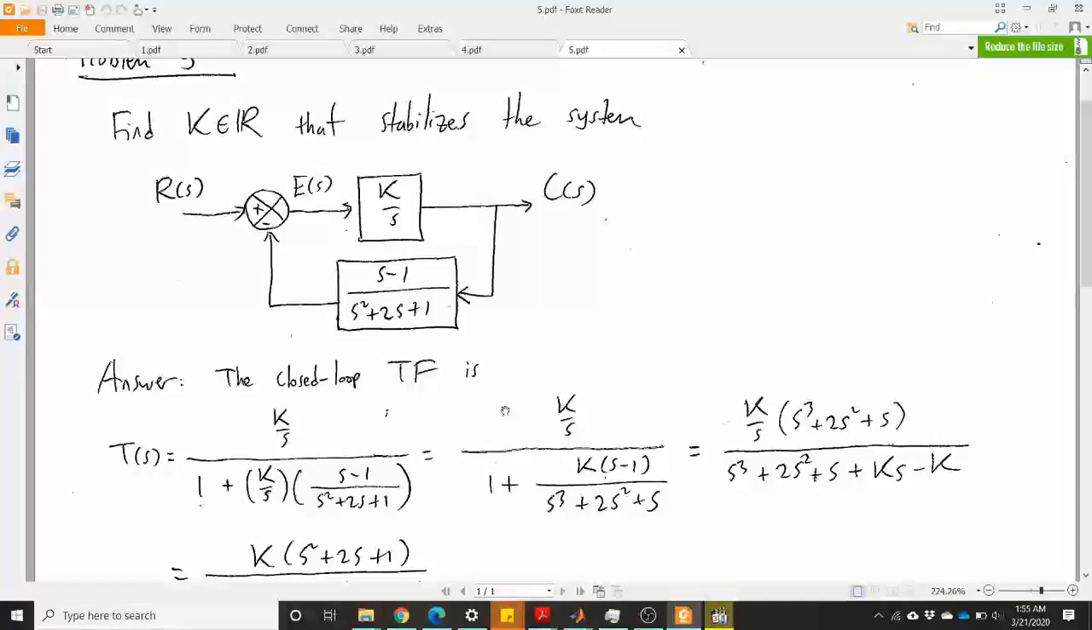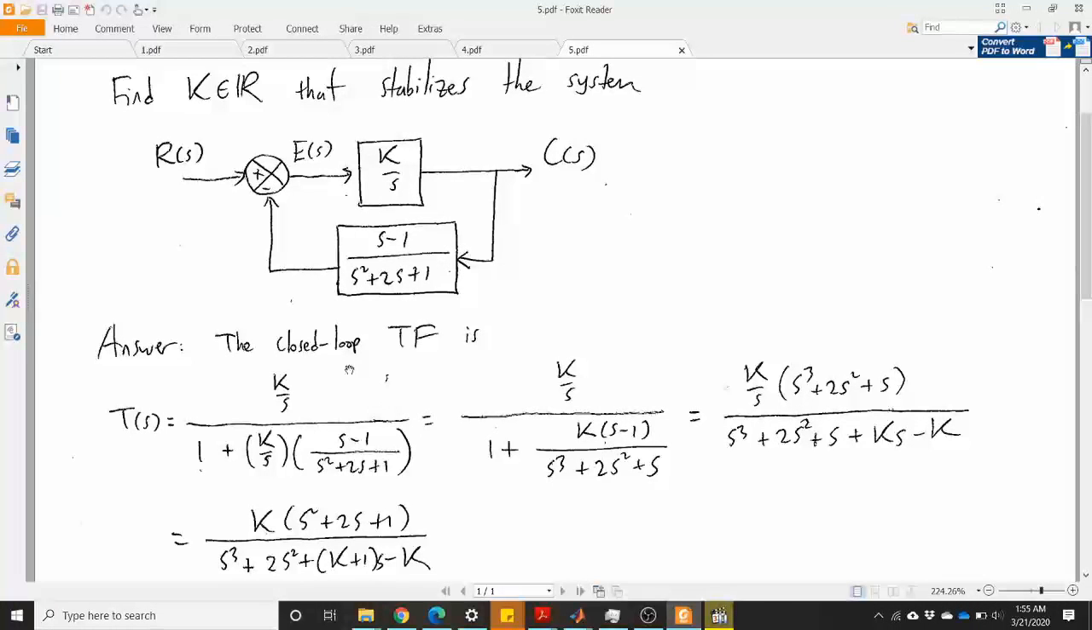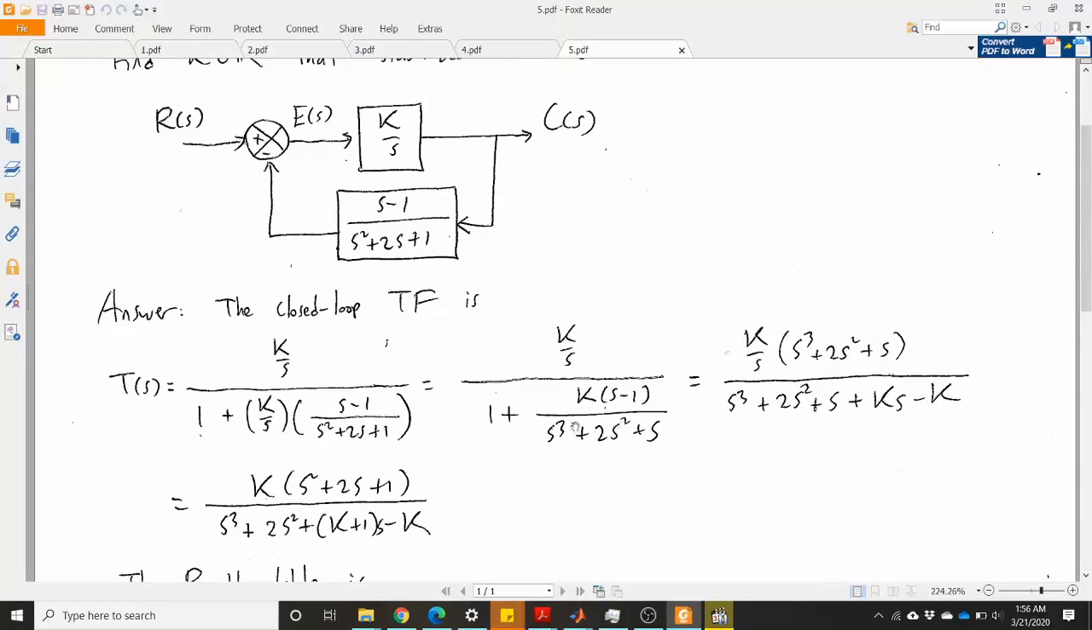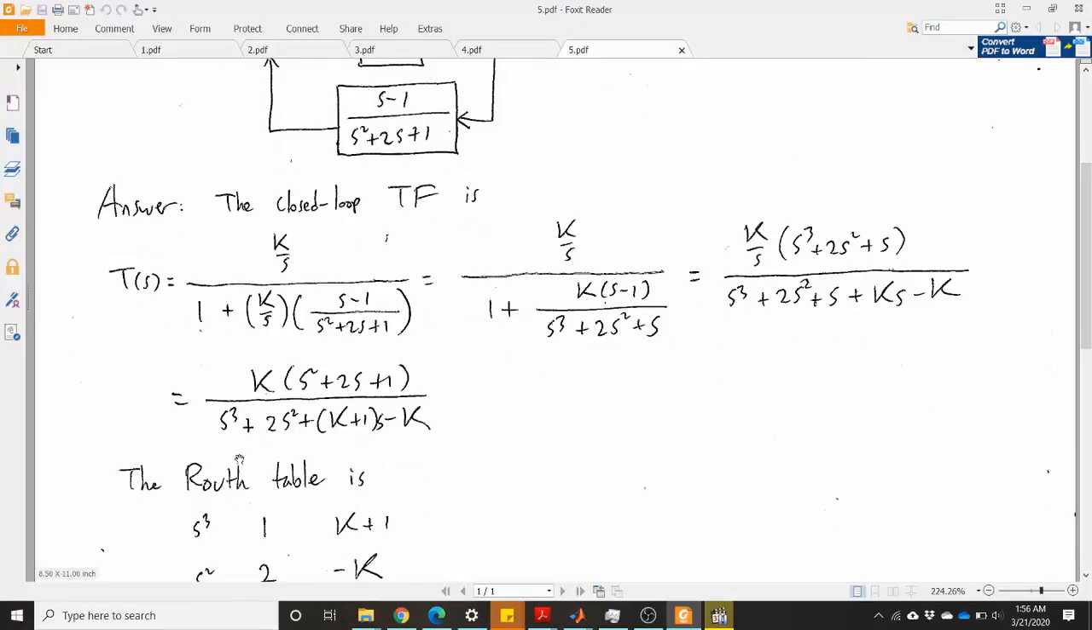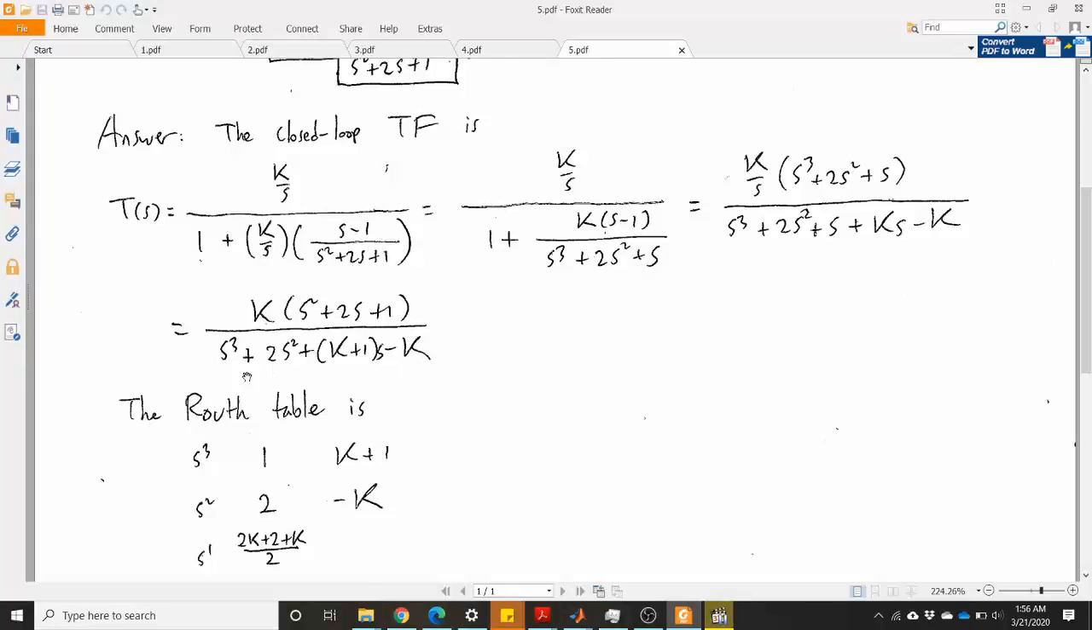The first step is to form the closed loop transfer function. So the closed loop transfer function is g of s over 1 plus g of s times h of s. After simplification, we obtain this form, where the poles are given by this polynomial: s cubed plus 2s squared plus (k plus 1) times s minus k. So for stability, we only focus on the denominator.